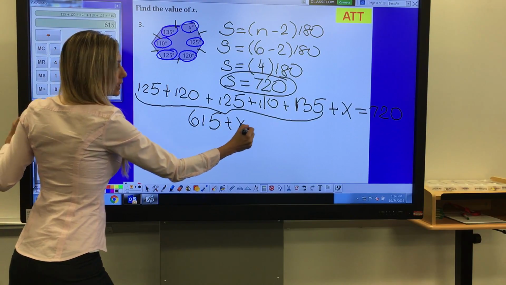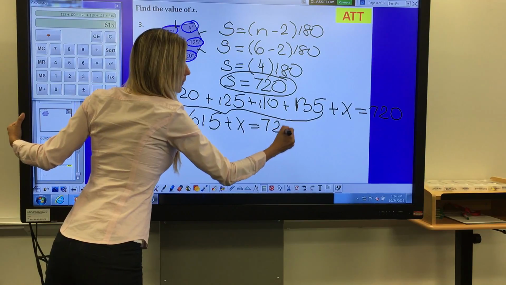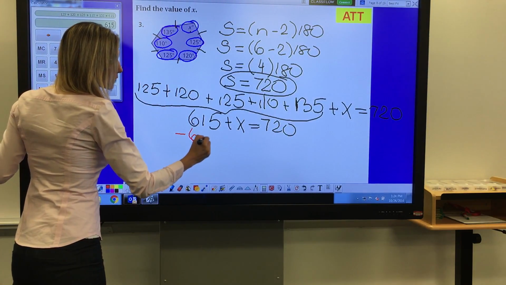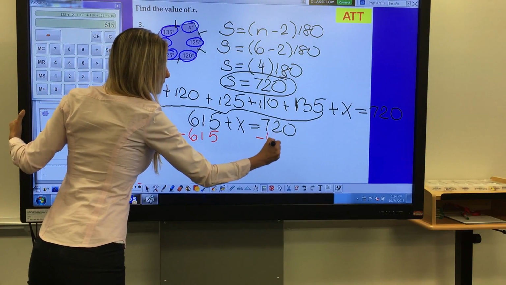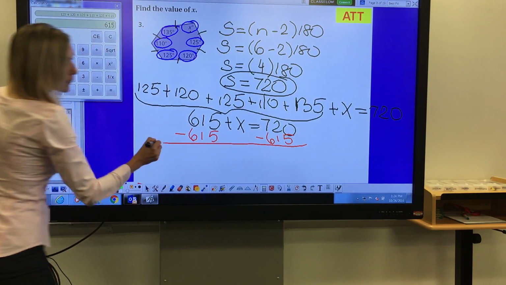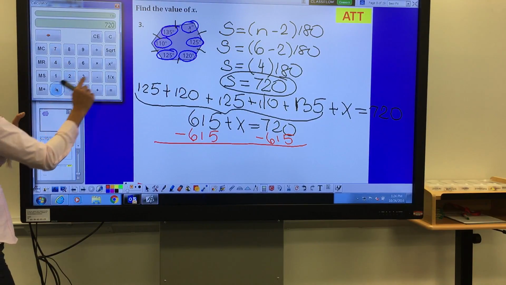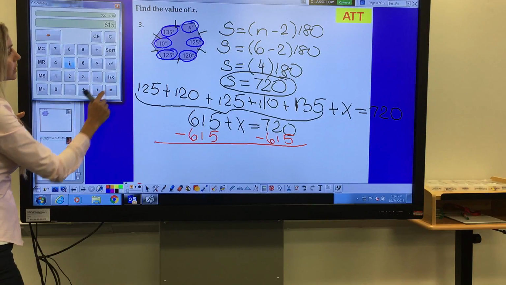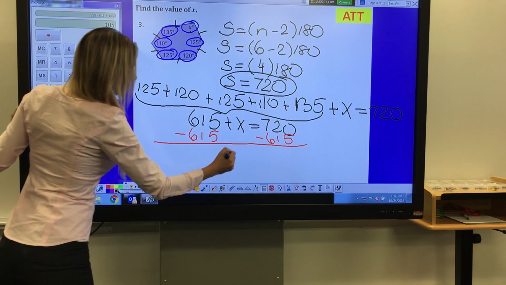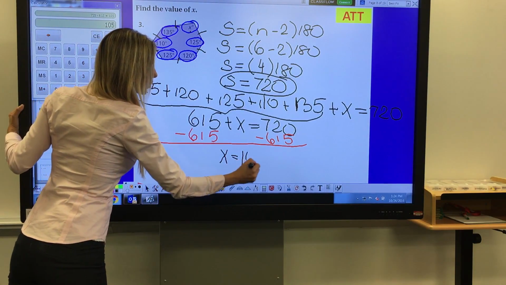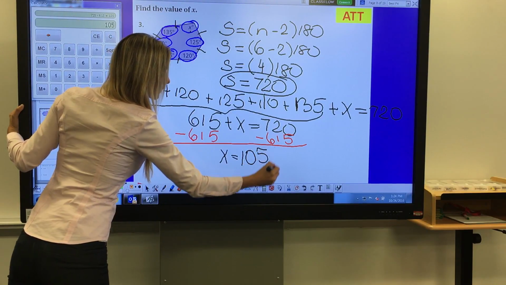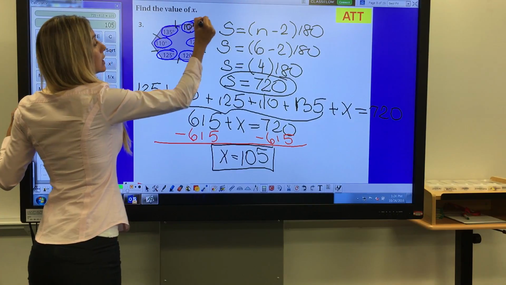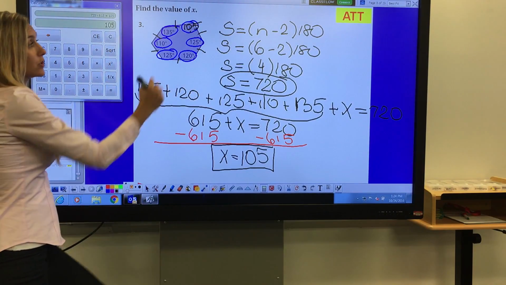plus x equals 720. To solve for x, I have to subtract 615 from both sides. Right? So 720 minus 615 is 105. So x equals 105. I solved my x, which is 105. Guys, please do double check your answers.